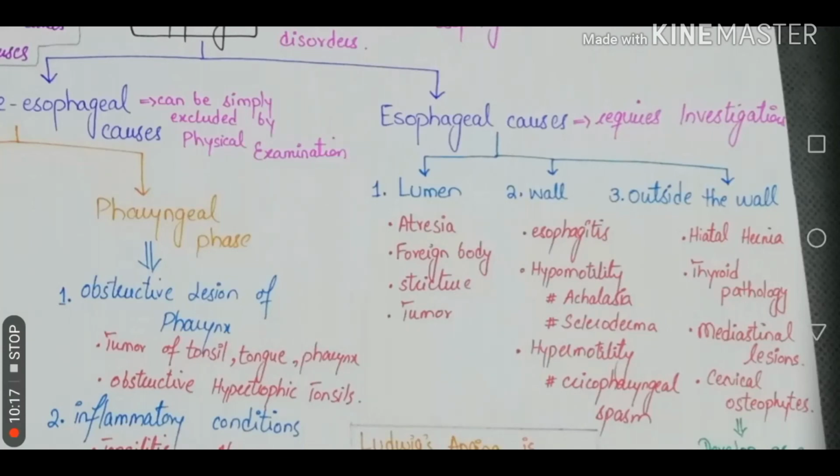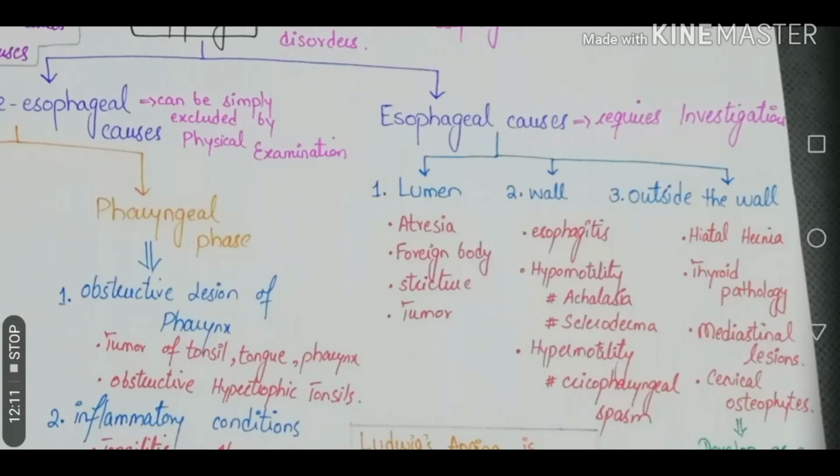Now, talking about the wall. As I've already told, inflammation of the esophagus is actually causing odynophagia. So esophagitis could lead to both dysphagia as well as odynophagia. But the specific conditions which will only cause dysphagia are, it could be hypomotility, it could be hypermotility. In case of hypomotility, achalasia and scleroderma are the conditions. Now talking about hypermotility. Hypermotility can occur in case of cricopharyngeal spasm, which is a different disorder of the esophagus.